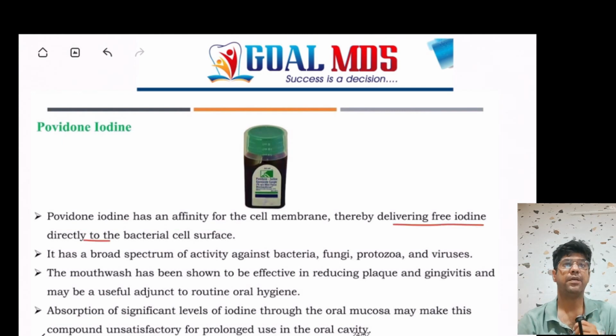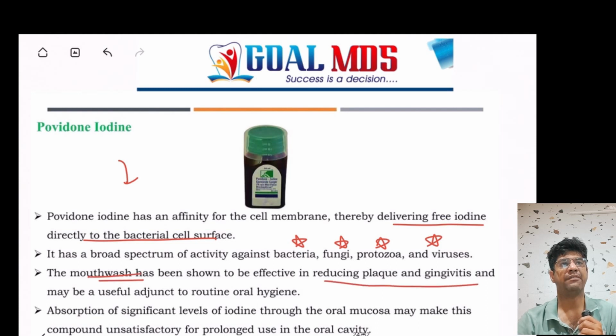Povidone iodine. It delivers free iodine directly to the bacterial cells and has a broad spectrum of activity against bacteria, fungi, protozoa and viruses. So this povidone iodine is available as mouthwash and it is effective in reducing plaque and gingivitis.